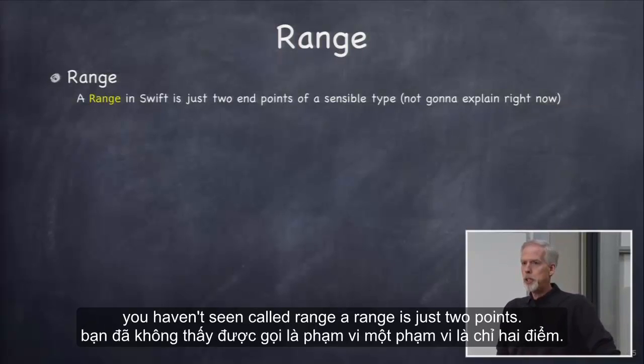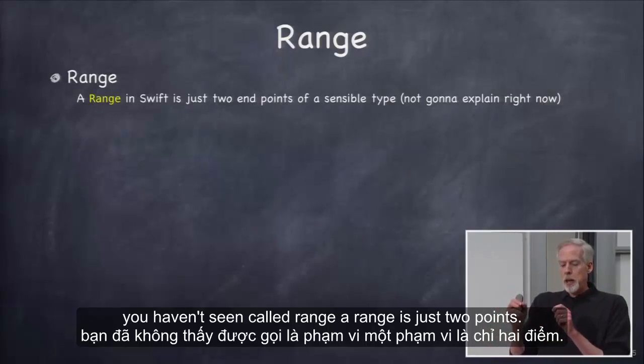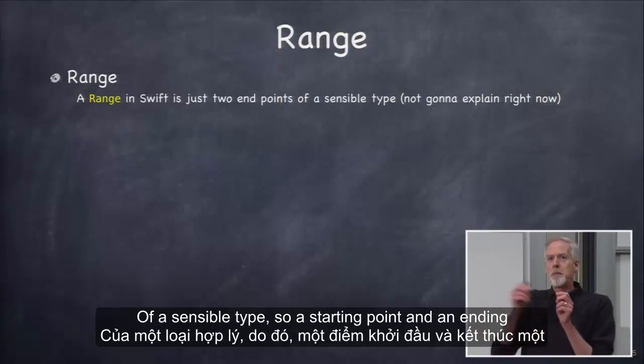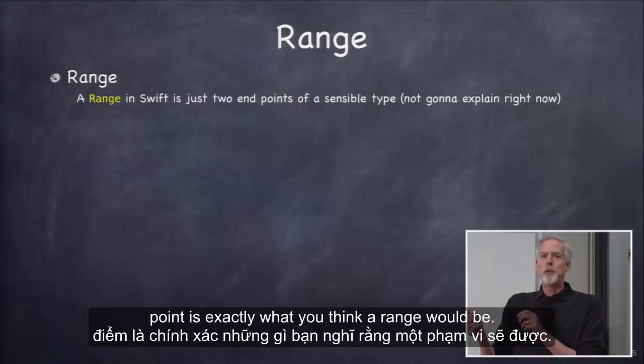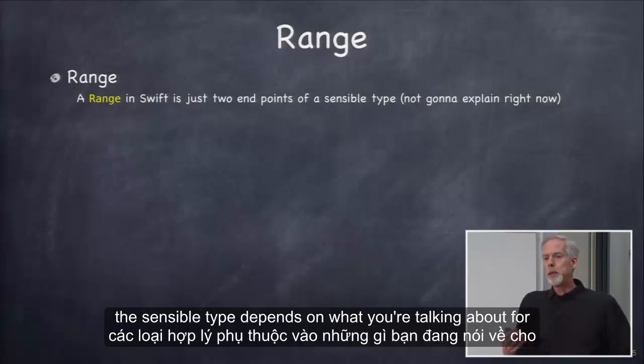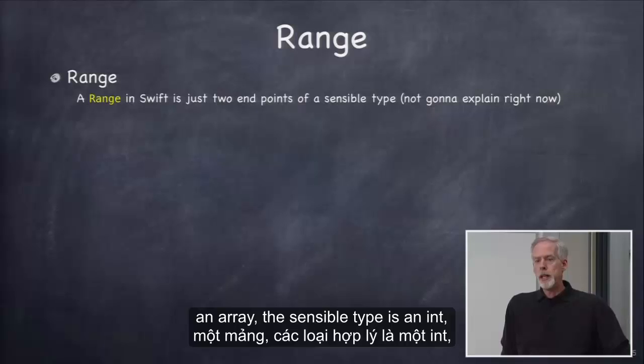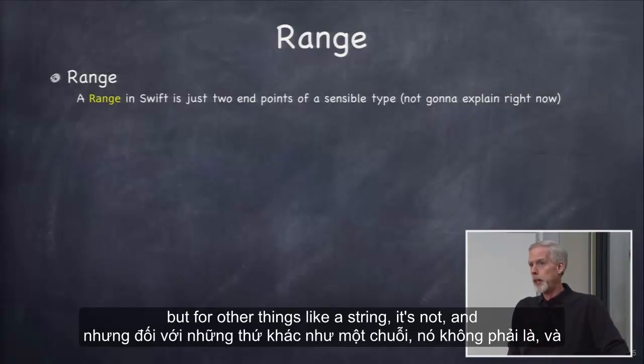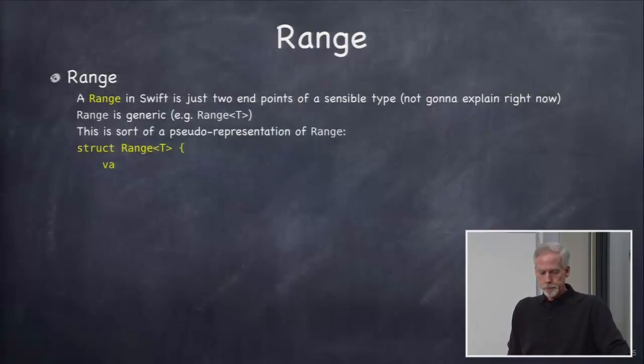A range is just 2 points of a sensible type. So a starting point and an ending point. It's exactly what you think a range would be. Now I say a sensible type here because the sensible type depends on what you're talking about. For an array, the sensible type is an int, but for other things like a string, it's not. And we're going to talk about that in a minute.